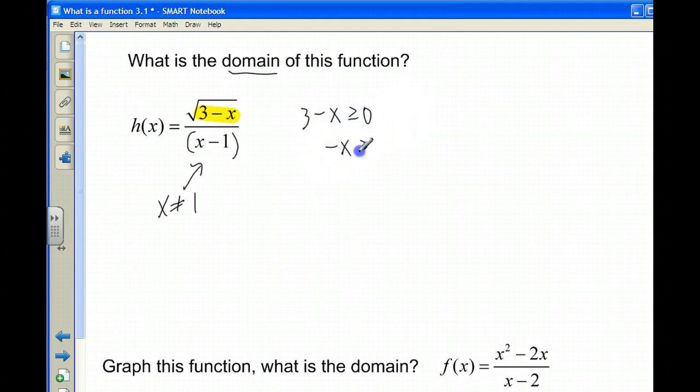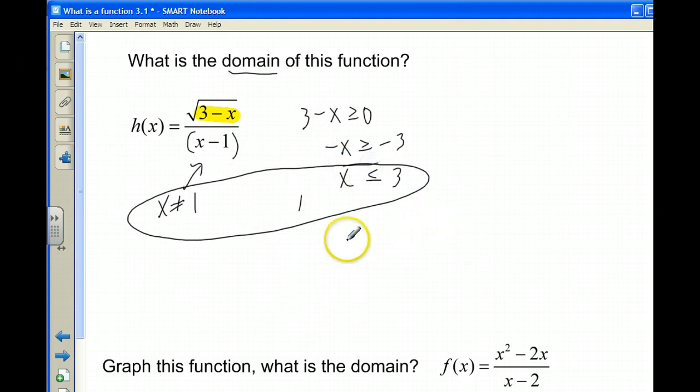So I get negative x is greater than or equal to negative 3, and when I divide by a negative, I change the direction of the sign. So I've got really both of those things happening. If you want to look at that answer on a number line, it looks something like this. There would be a closed circle at 3, kind of goes here, hops over the point at 1 and keeps on going forever in that direction. That's the domain of this function: all values where x is smaller than or equal to 3, but not equal to 1.